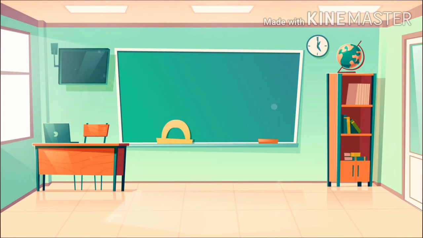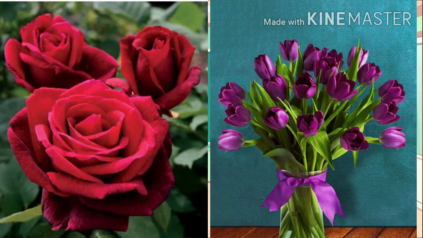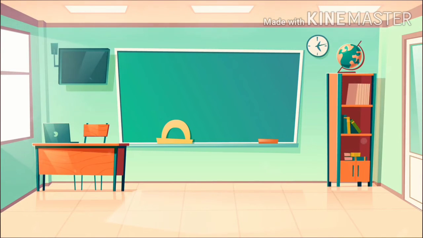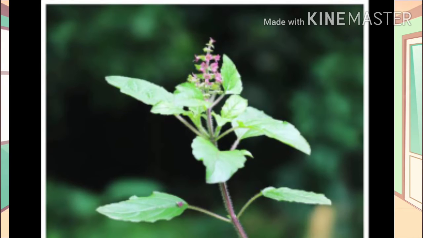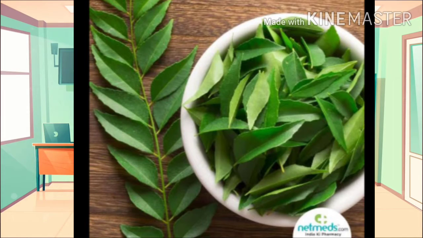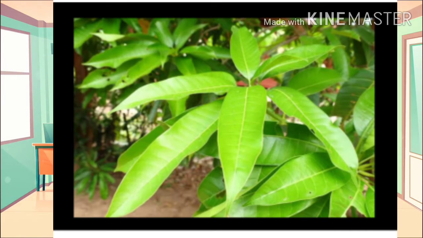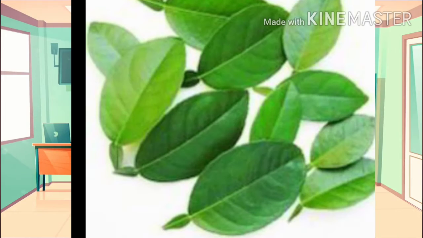Do you remember what we learned in the previous classes? We learned to identify the plant from the smell of their flowers. Okay children, can you identify the smell of leaves of plants in your locality? Like basil, mango tree, curry leaf, lemon, cinnamon, etc. Each and every leaf has a different smell.